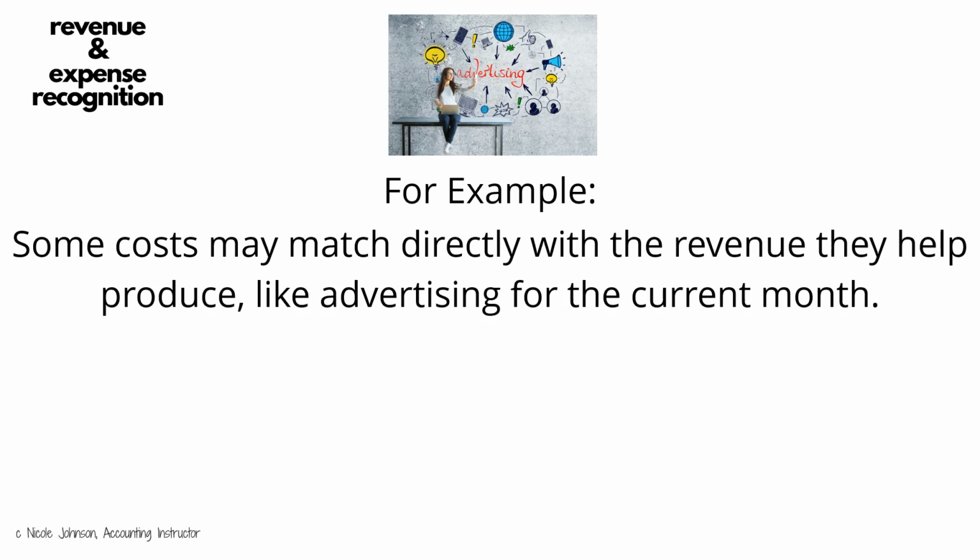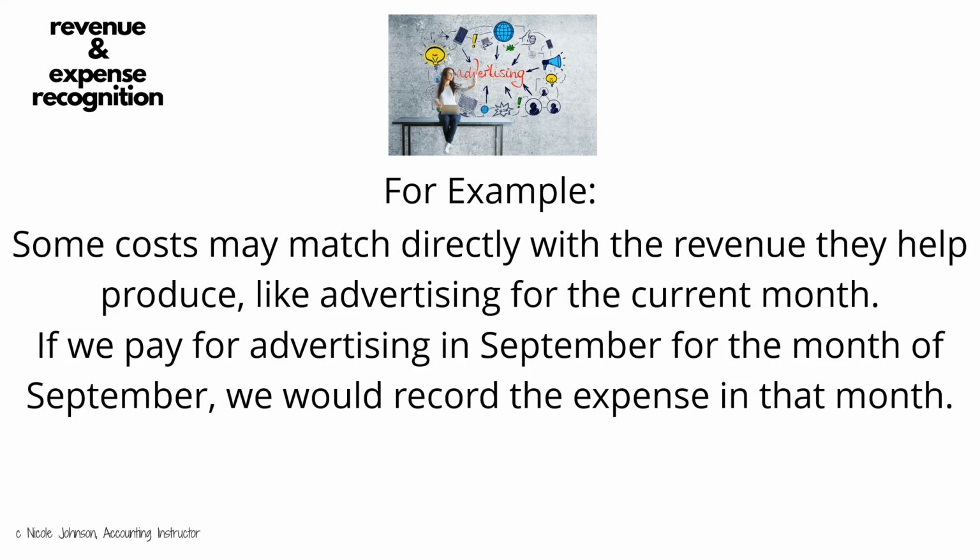For example, some costs may match directly with the revenue they help produce, like advertising for the current month. If we pay for advertising in September for the month of September, we would record the expense in that month. Let's look at another example.